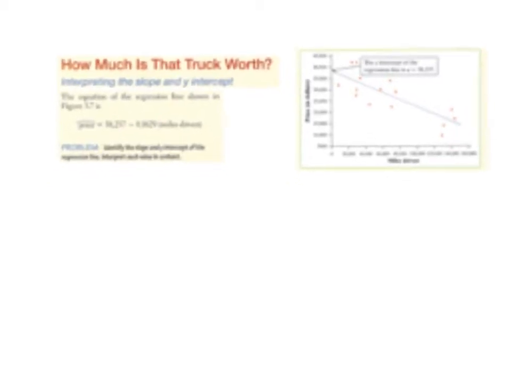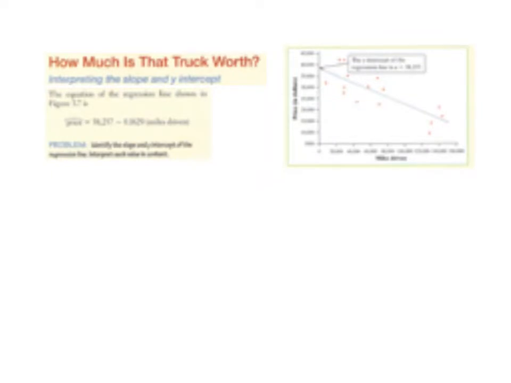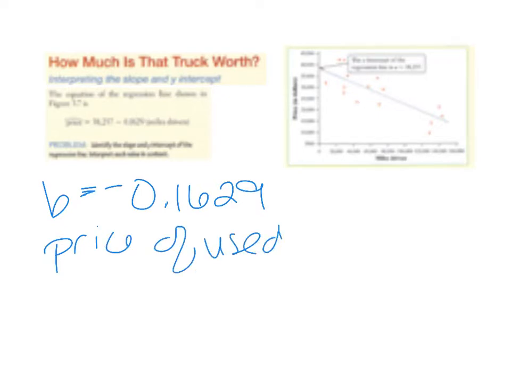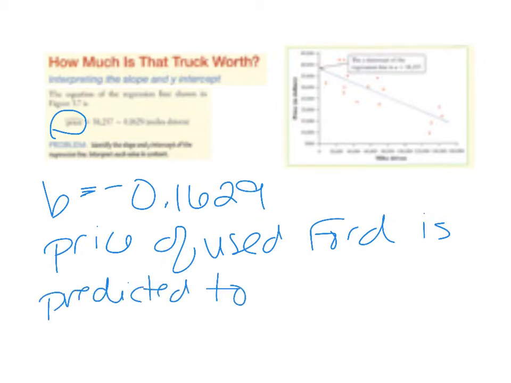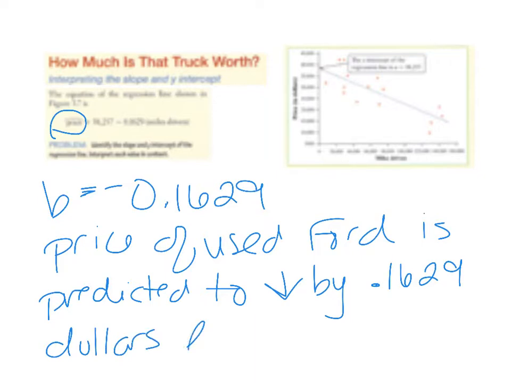So our slope is negative 0.1629. Okay, and what that tells us is that it's negative, so it's going down. So it's telling us that the y, the price of the used Ford, is predicted, because that's what we're doing, this is our y hat, right? So it is predicted to go down, or to decrease, by 0.1629 for each additional mile that the truck has been driven.